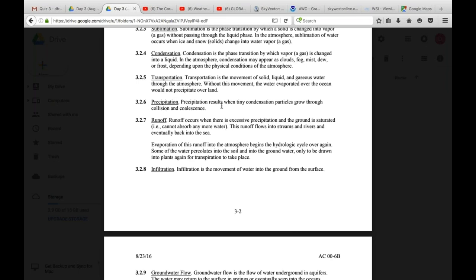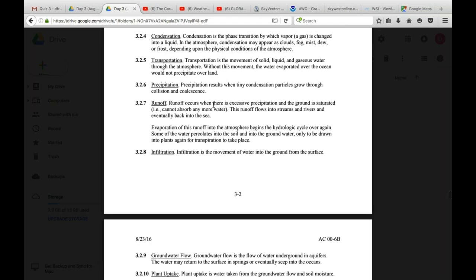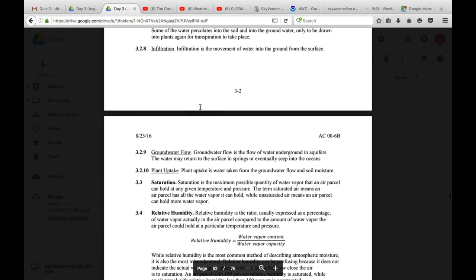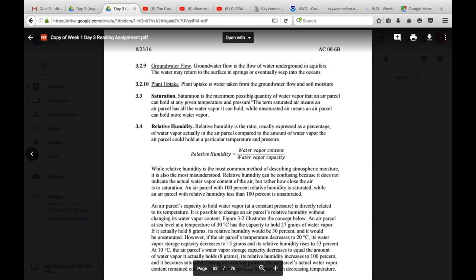Precipitation results when tiny condensation particles grow through collision and coalescence. Runoff occurs when there is excessive precipitation and the ground is saturated. This runoff flows into streams and rivers and eventually back to the sea. Infiltration is the movement of water into the ground from the surface. Groundwater flow is the flow of water underground in aquifers. So water flows underground in these underground rivers, and eventually it all goes back to the ocean.